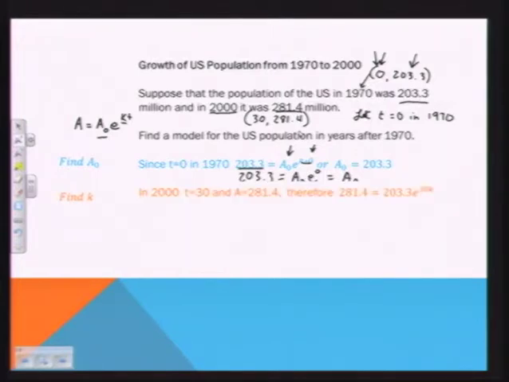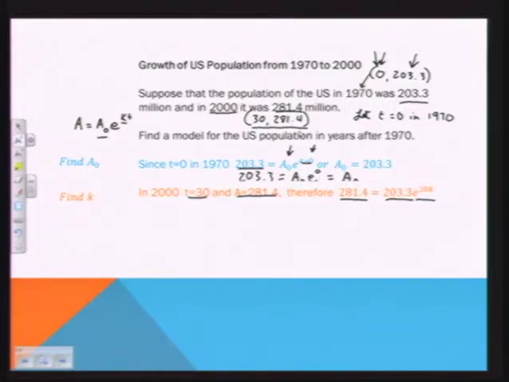Now, how can we find k? Well, we're going to use our other point that we identified, 30, 281.4, to help us find k. In 2000, t is 30, we said, and A equals 281.4. So using that in our equation, 281.4 is equal to 203.3 e to the 30k, where we've put 281.4 in place of A and 30 in place of t.